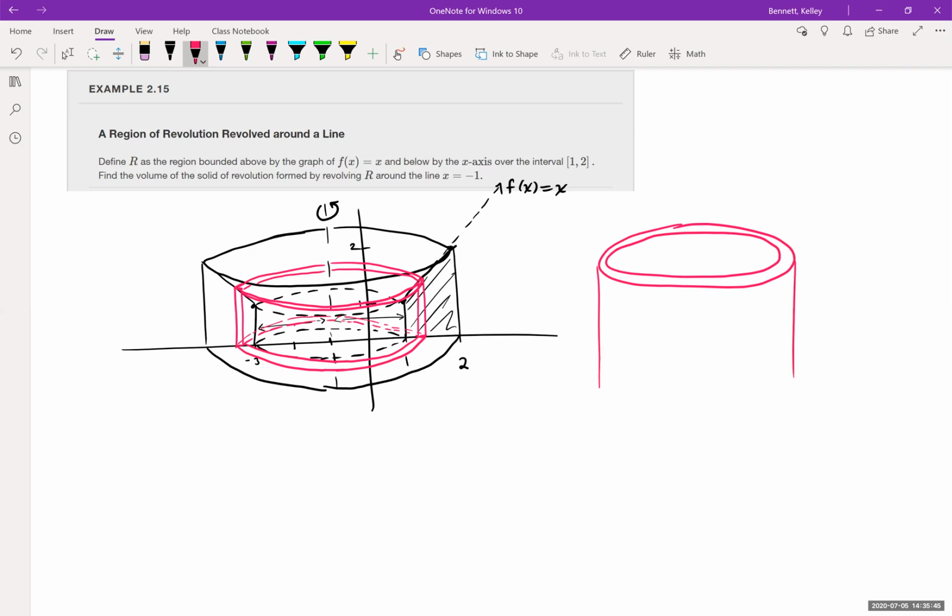Okay, so here's our cylinder. And again, I want to orient it in space. So we have to be aware that the y-axis is coming in through here, and that we're rotating about the line x equals -1.